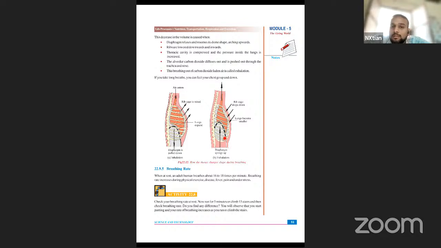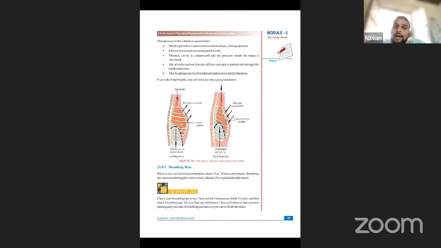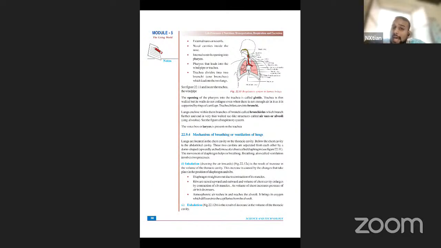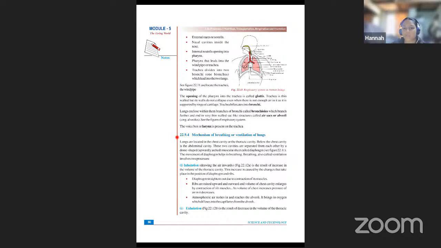Nobody's responsive. Understood, Dennis? Yes? Yes. Now I would request Miss Anna, can you read this mechanism? Mechanism of breathing or ventilation of lungs.